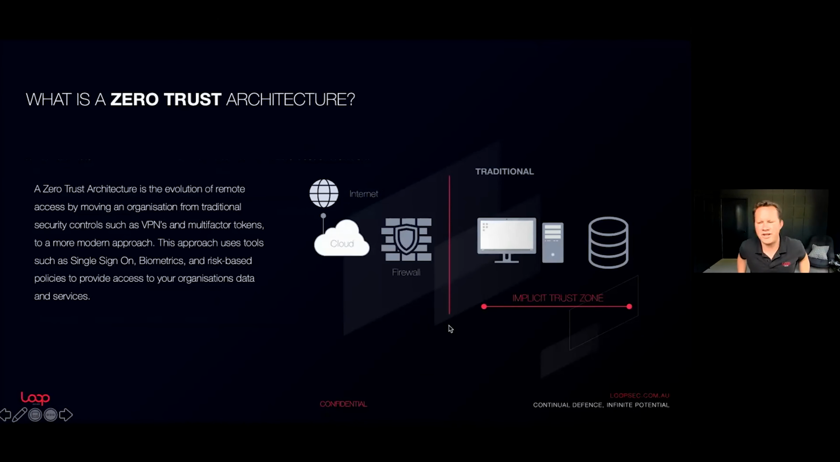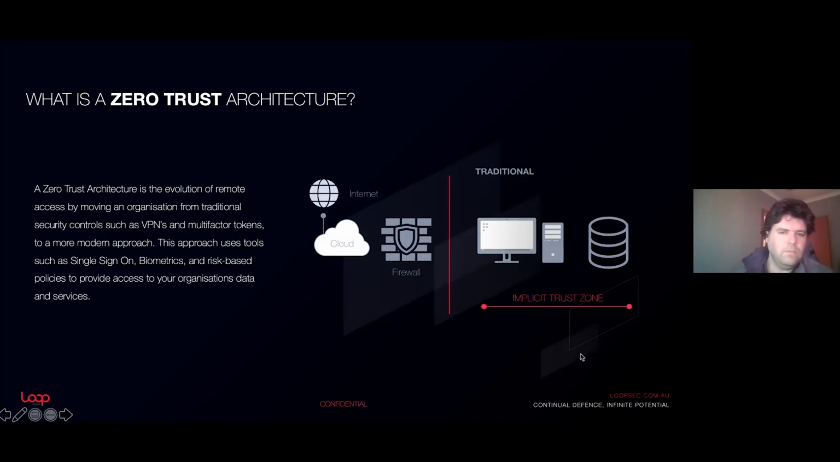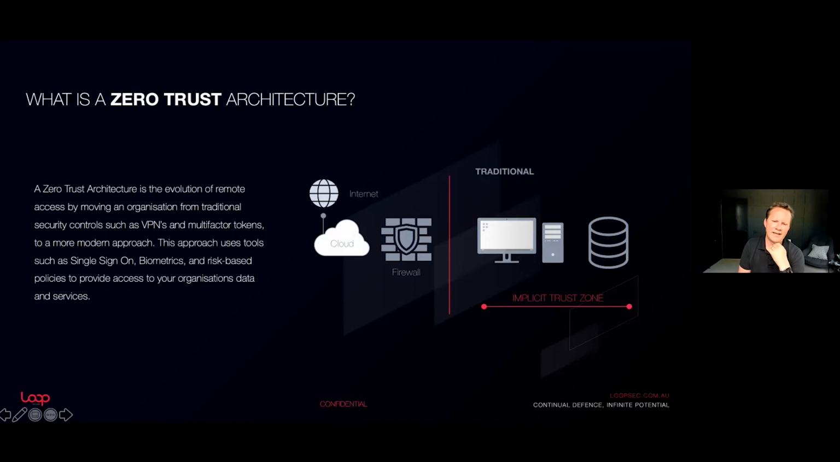Before we talk about what it is, it's important to know what it isn't. So this is kind of a traditional approach that we still see today. We've got the big bad internet off there to the left of the firewall. And then we've got everything on the inside of our network, whether that's the inside of the VPN or a traditional firewall, is considered trusted. So our users and our servers and data and systems.